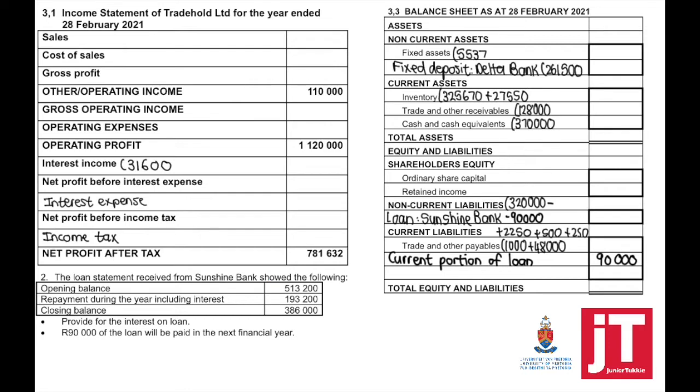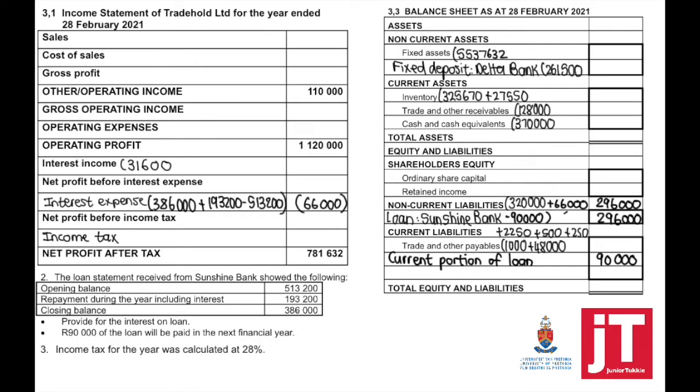Remember, if you're not sure how to do it in this way, you can always do a T account. So to work out the interest, we are going to say 386,000 plus the repayment during the year, which included the interest, minus the balance at the end. That equals the interest of 66,000. So if I now take my calculations and I show it on the balance sheet, we have 320,000 plus the interest minus the current portion of loan.